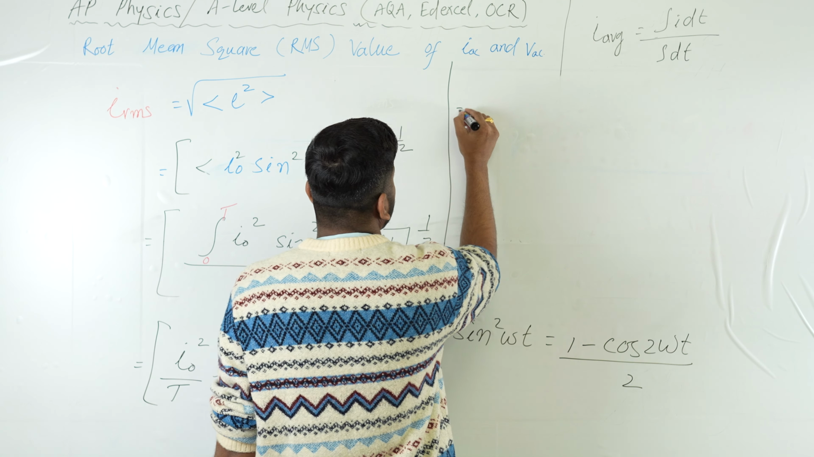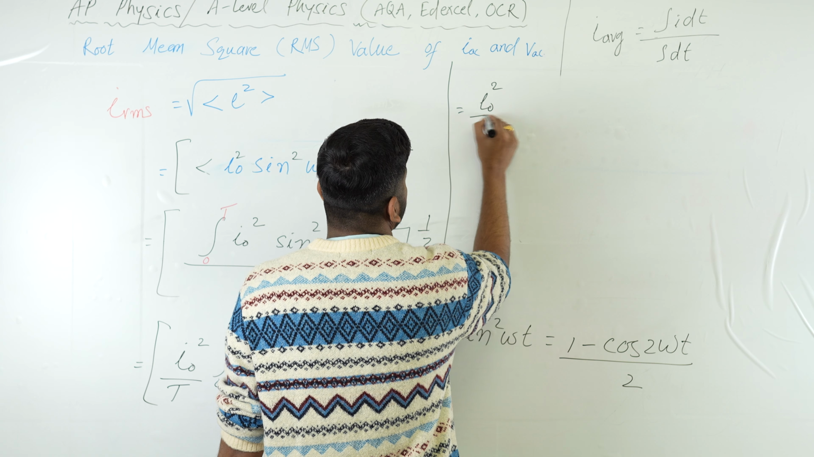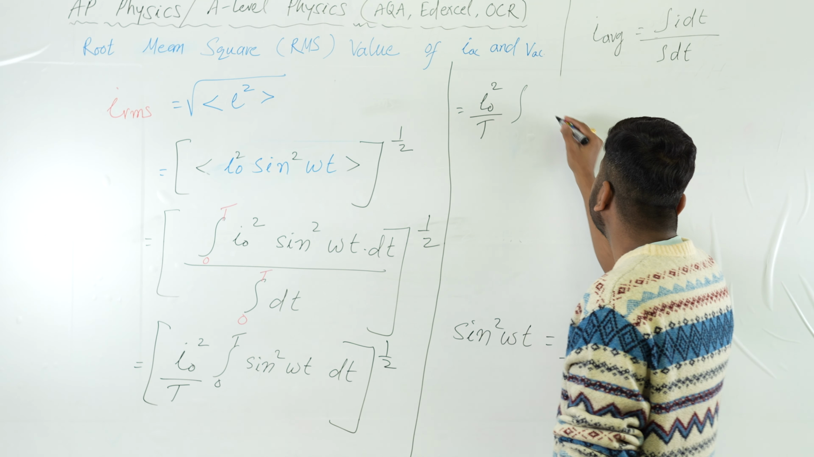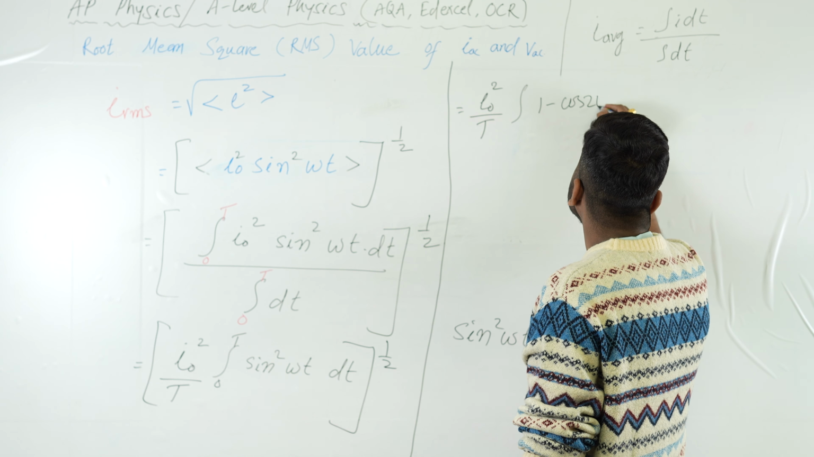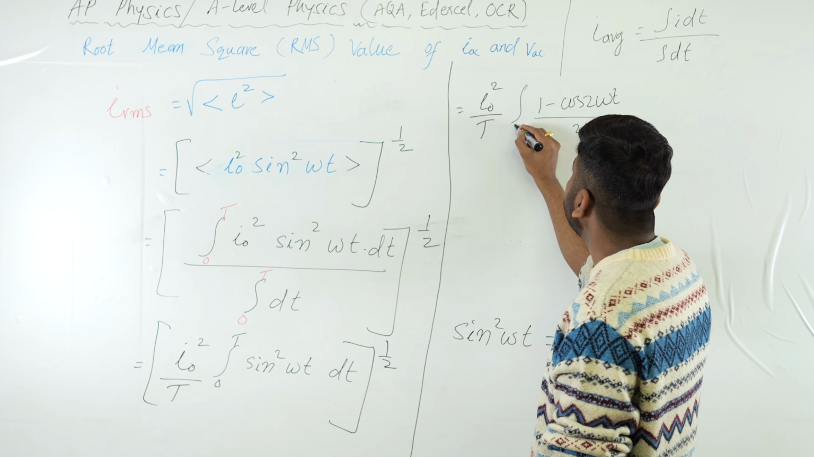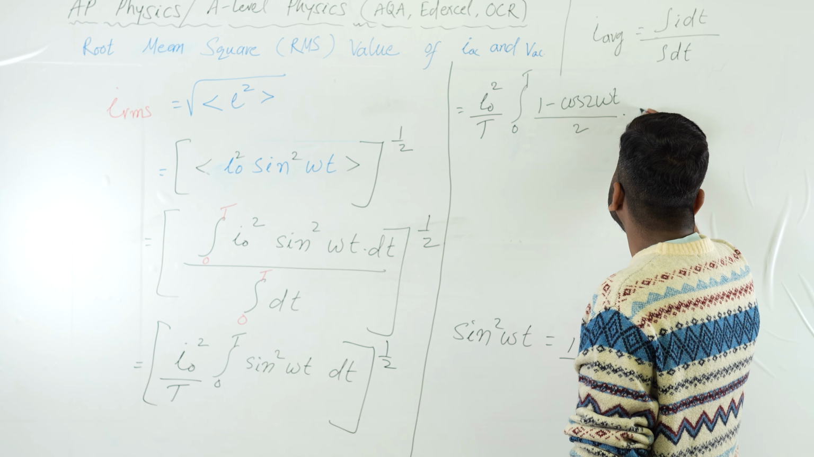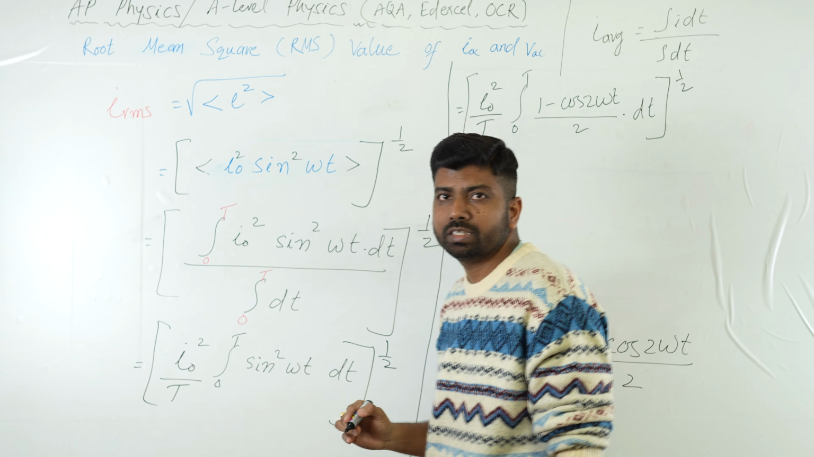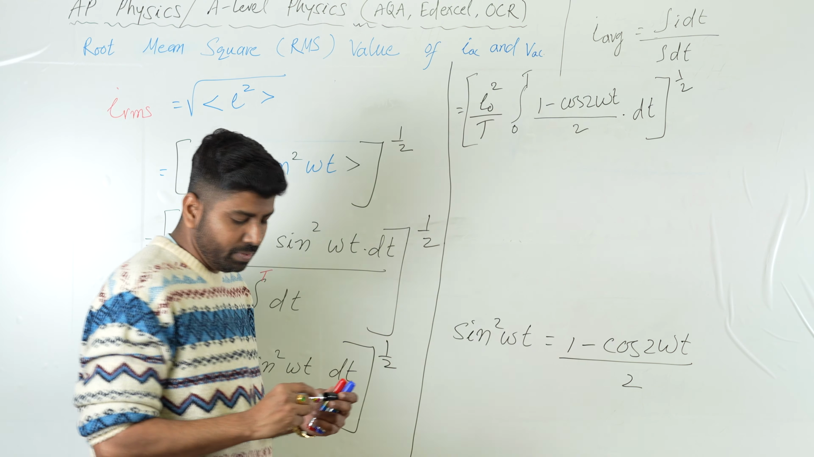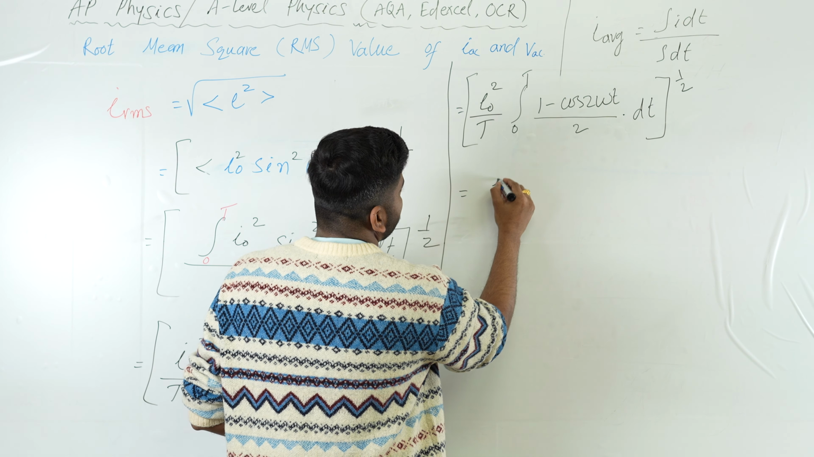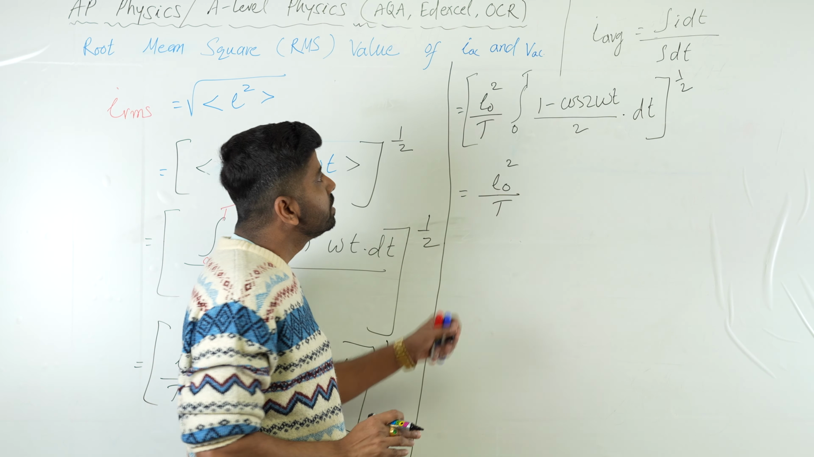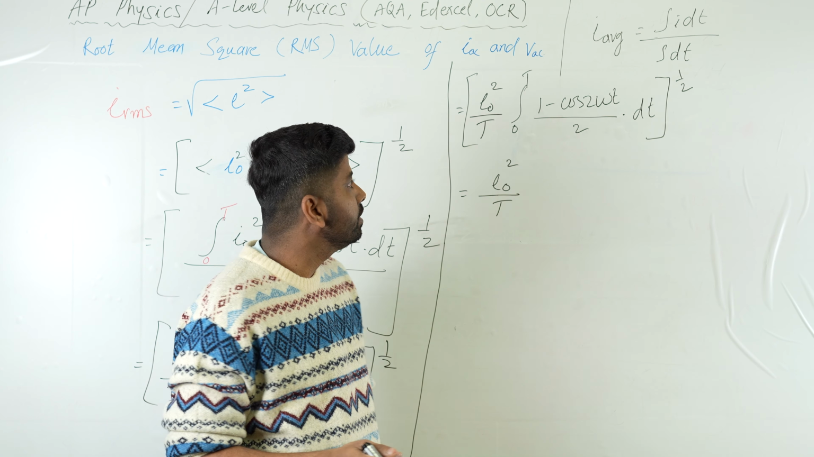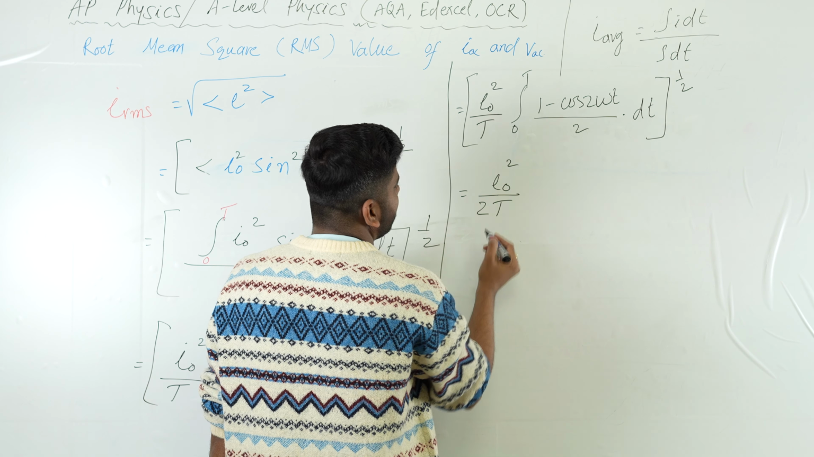So the same thing I'm going to write now. I naught square upon t, then integration of, in place of sine square omega t, I'm going to write 1 minus cos 2 omega t upon 2, and the integration starts from 0 to t, and here I will write dt, then the final outside power is 1 upon 2, since it is square root, right? Now in the next step I can write I naught square upon t. Now the integration for 1, then the integration of cos 2 omega t, right? So can I bring this 2 outside? I can write 2t, yes.